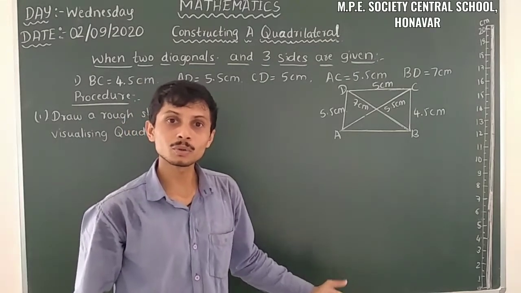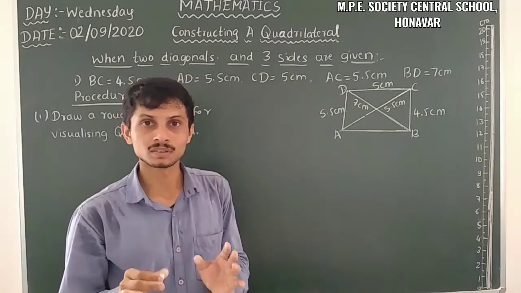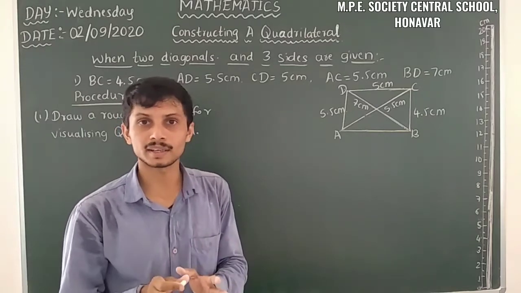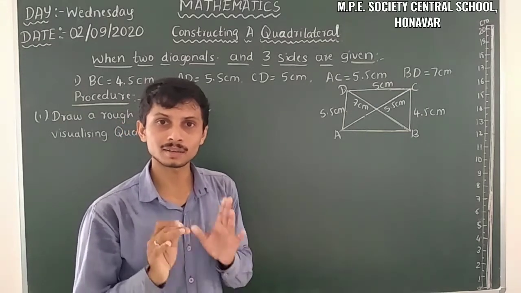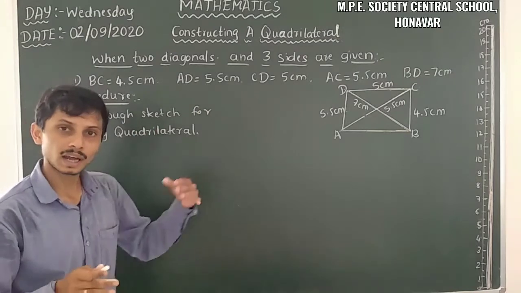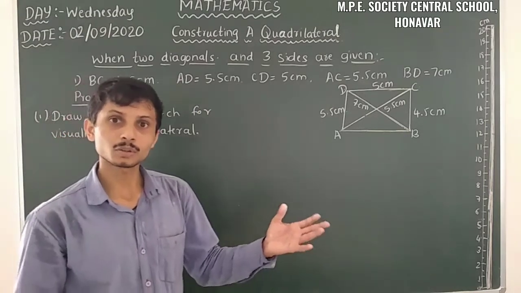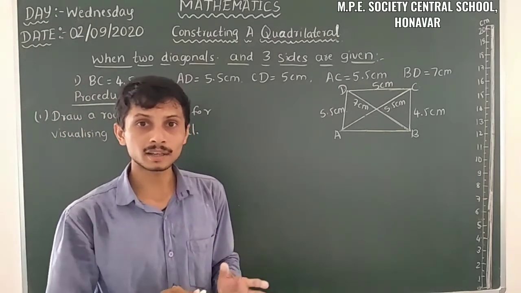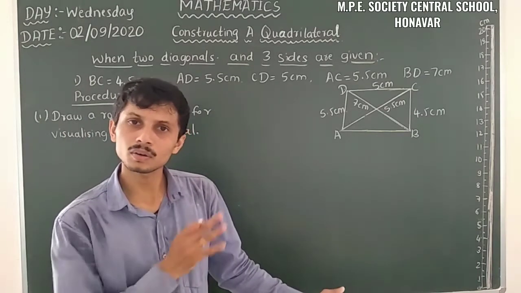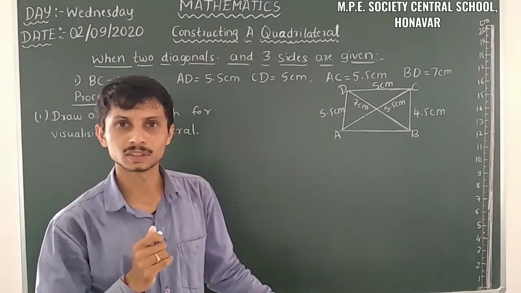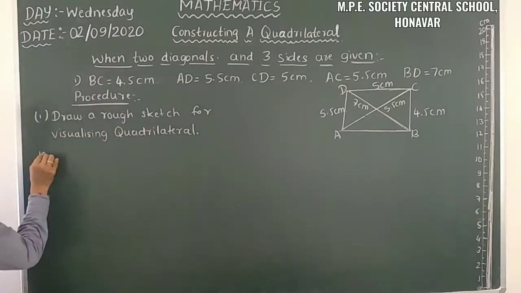After that, what do we have to do? Select one diagonal and draw that diagonal first. In the last concept also, we drew a diagonal first. Here also we have to draw one of the diagonals first. So what is the second step here?